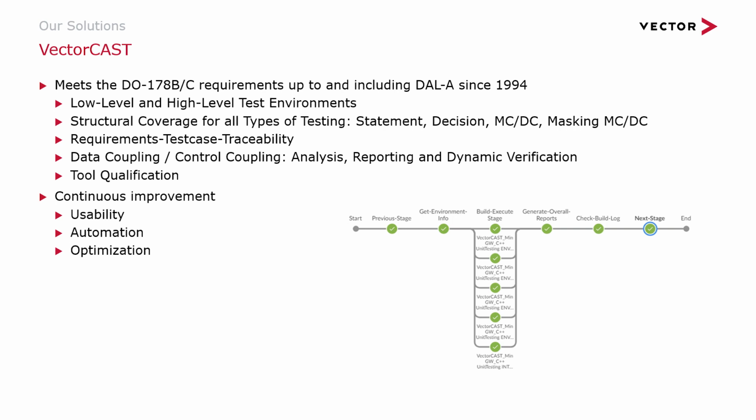Also, we can help with data coupling and control coupling, not only by analyzing the code and creating reports about what couples do exist, what data couples and what control couples exist. We can also help with dynamically verifying whether, when running test cases, the couples were executed in the expected ways.